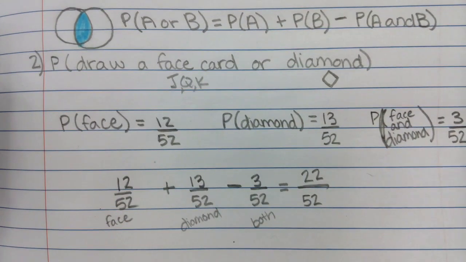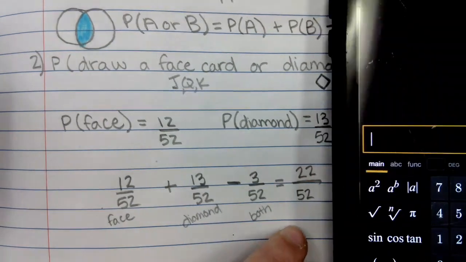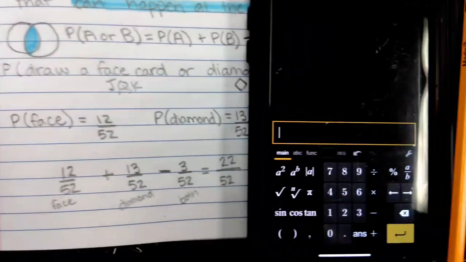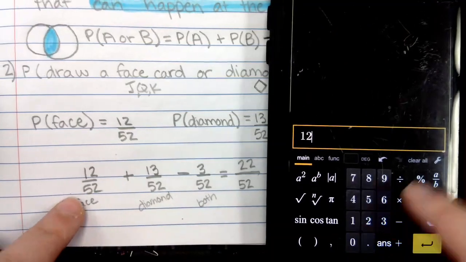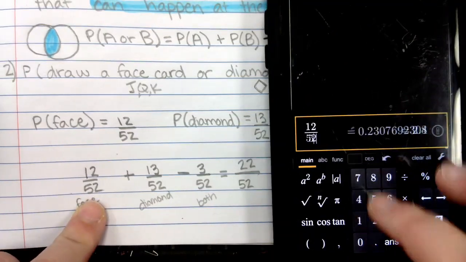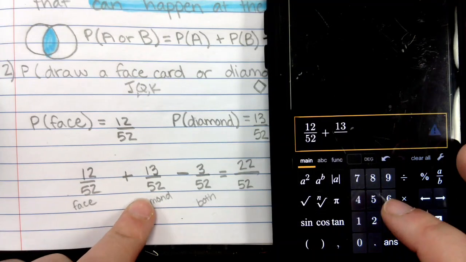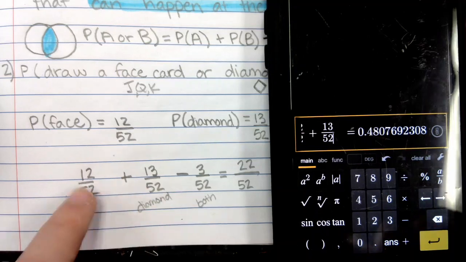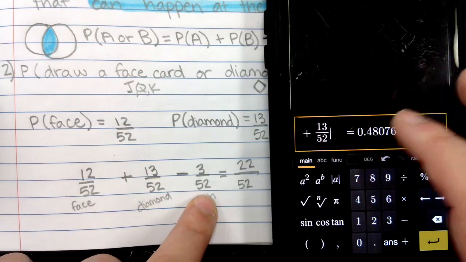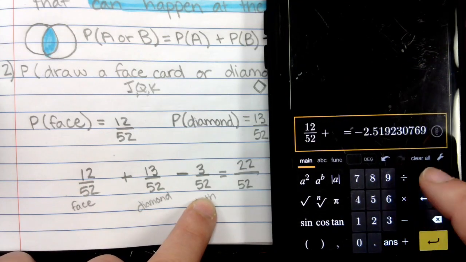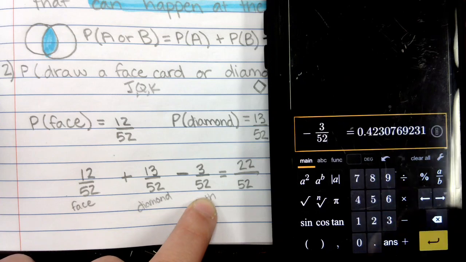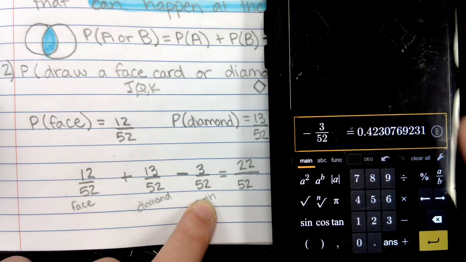So 12 out of 52 plus 13 out of 52 minus 3 out of 52. When I hit that fraction button, it simplifies it for me also. My calculator got 11 out of 26, which is the same thing as 22 out of 52. What did they divide top and bottom by? Yeah, they divided by 2. So they get 11 out of 26.